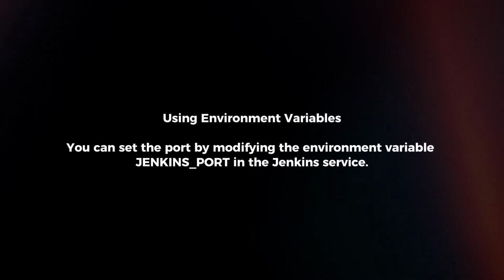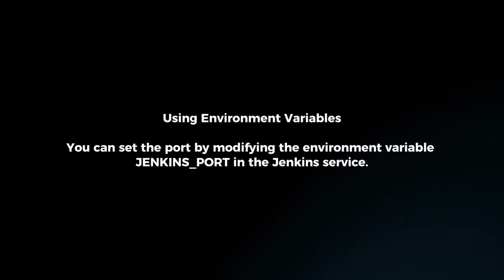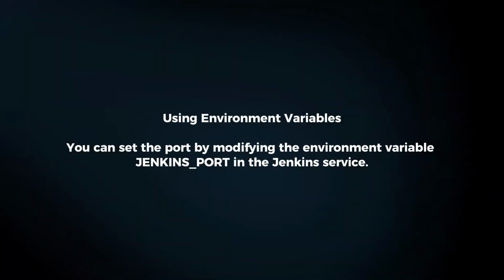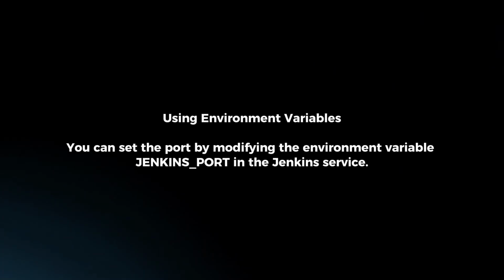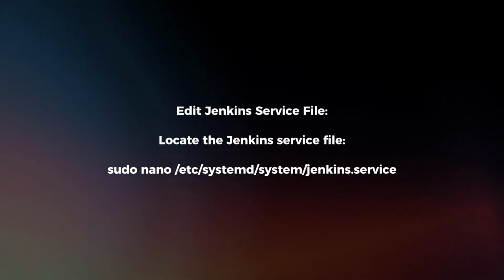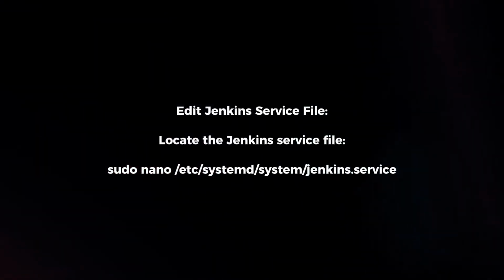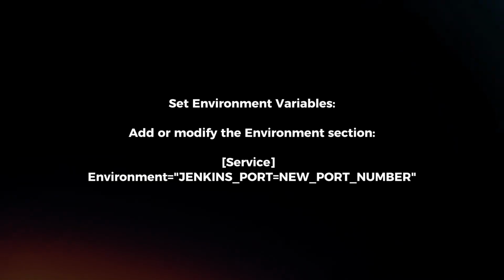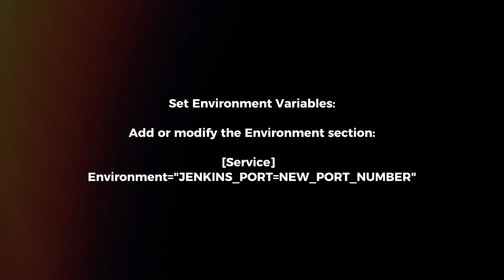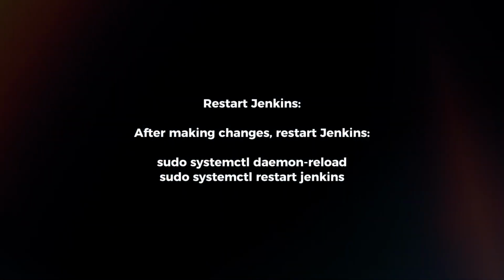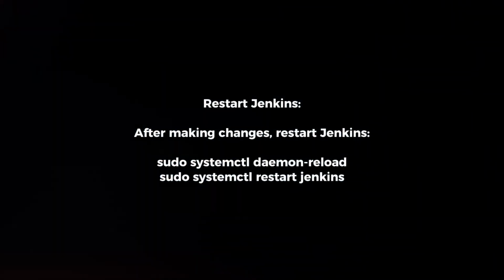Using environment variables. You can set the port by modifying the environment variable JENKINS_PORT in the Jenkins service. Edit the Jenkins service file. Locate the Jenkins service file. Set environment variables. Add or modify the environment section. Restart Jenkins. After making changes, restart Jenkins.